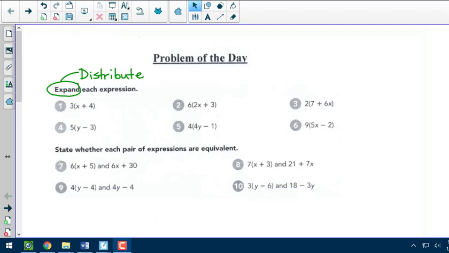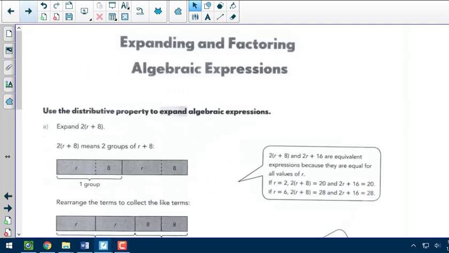The second part, state whether each pair of expressions are equivalent. So distribute in the first expression. Does it equal the second expression? Yes or no? On to page 2. So, expanding and factoring algebraic expressions.